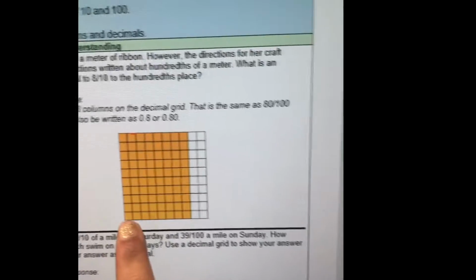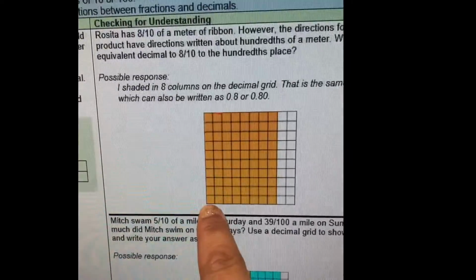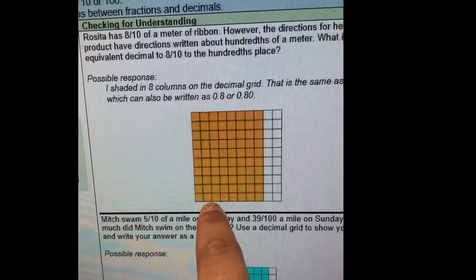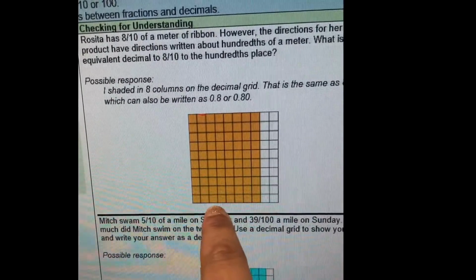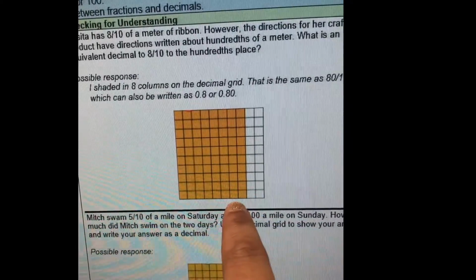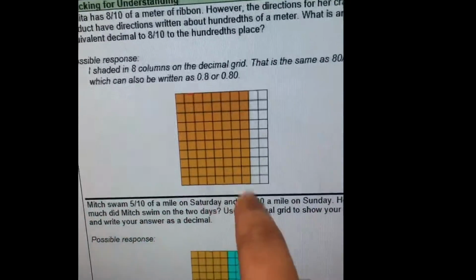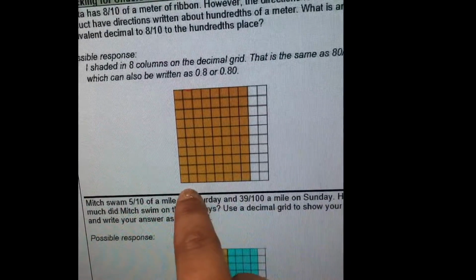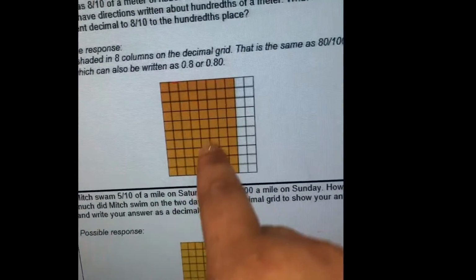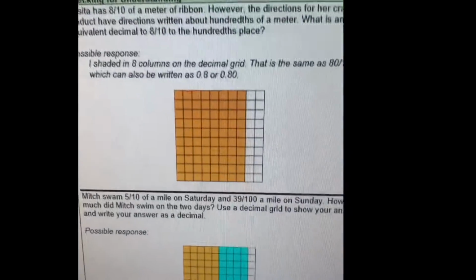So look here. That's 1/10 or 10 hundredths, 2/10, 3/10, 4/10, 5/10, 6/10, 7/10, 8/10. So 8/10 looks like this, but it also is 80 hundredths. It's 10, 20, 30, 40, 50, 60, 70, 80. So that's 80 hundredths.